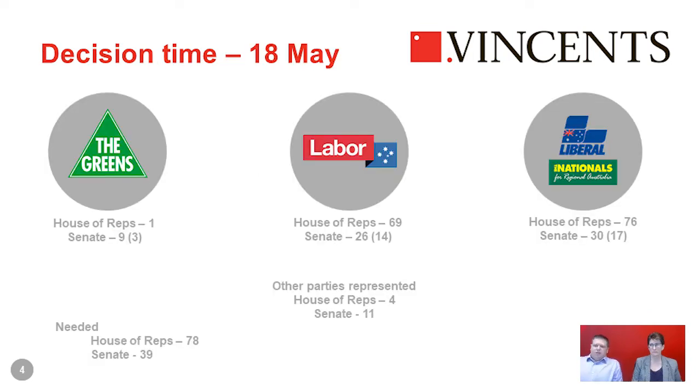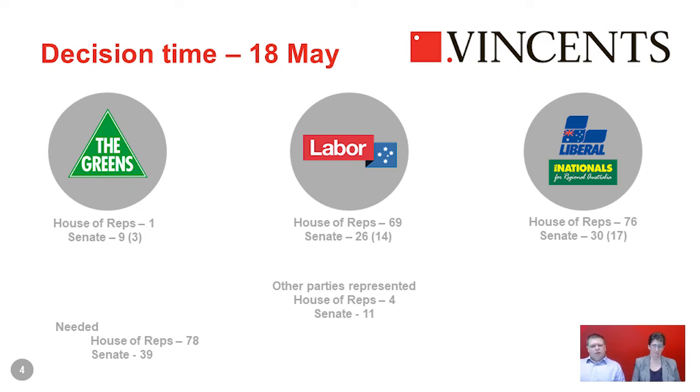Now, this election is a little bit interesting insofar as technically the incumbent government, being the coalition, are actually a minority government. So they have 76 seats in the House of Reps, whereas you need 78 to control the lower house. The Senate is a little bit different because half of the senators' terms end at 30 June this year. So we will be voting for a half Senate at this election.